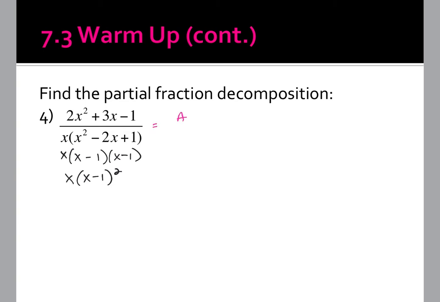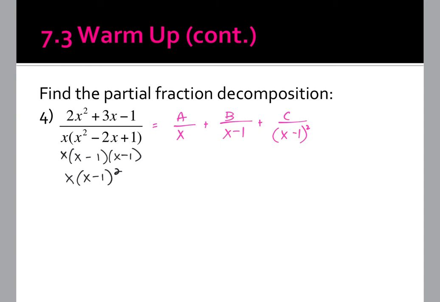I do a over the first term, b over the next one, and I've got to build up to the exponent. So if it's x minus 1 squared, I have to do x minus 1, and then I have to do x minus 1 squared. If it was x minus 1 to the third, I'd have to do x minus 1 to the first, x minus 1 to the second, x minus 1 to the third.